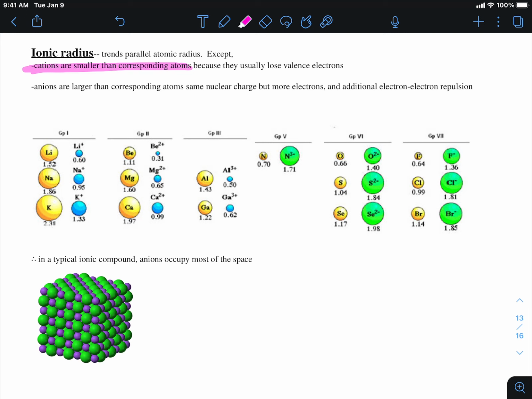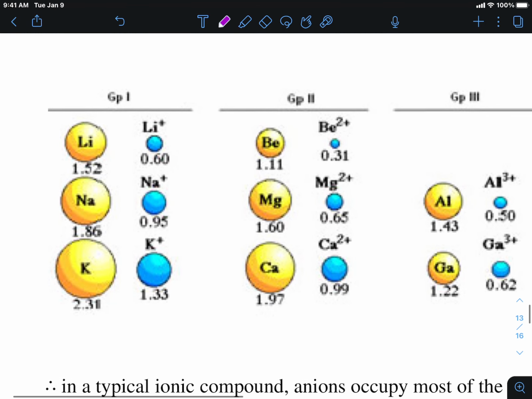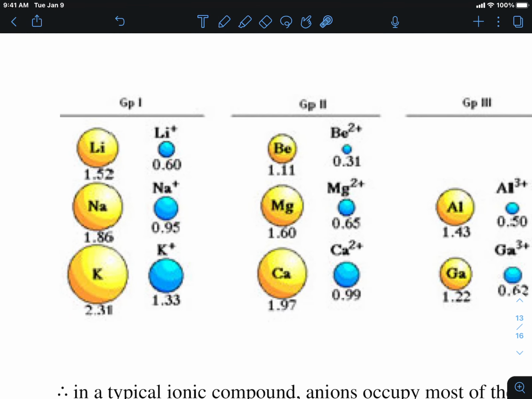No, it's because cations are positive ions, and positive ions means they lost electrons, right? So, first two families. If I look at lithium, here's a normal lithium atom, and here's the lithium ion. That's a significant size difference. So we have to ask ourselves, what happened when lithium became an ion?